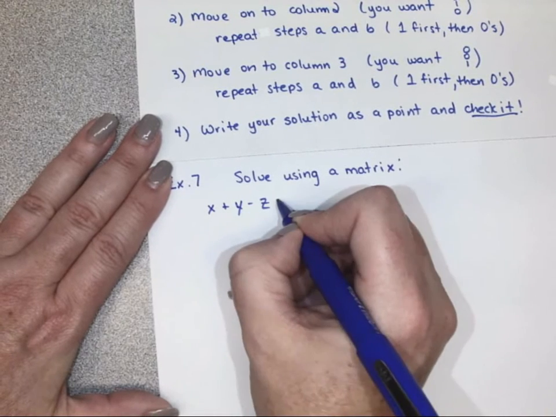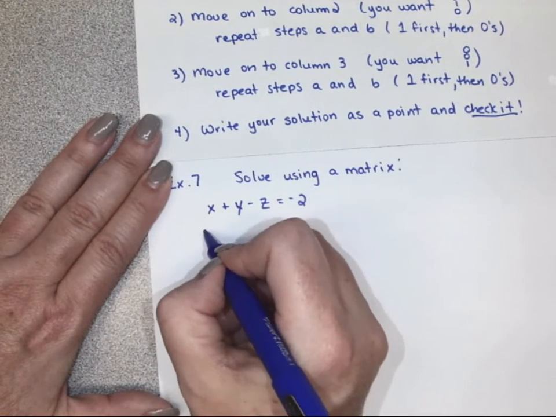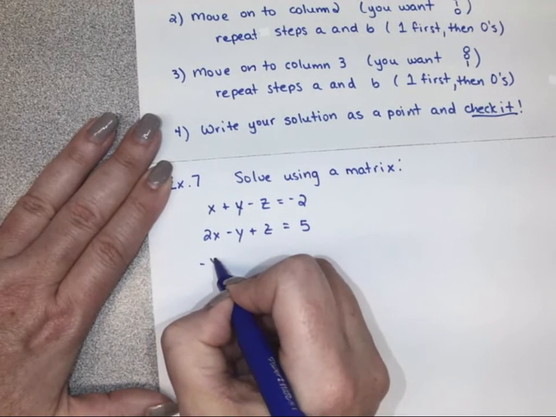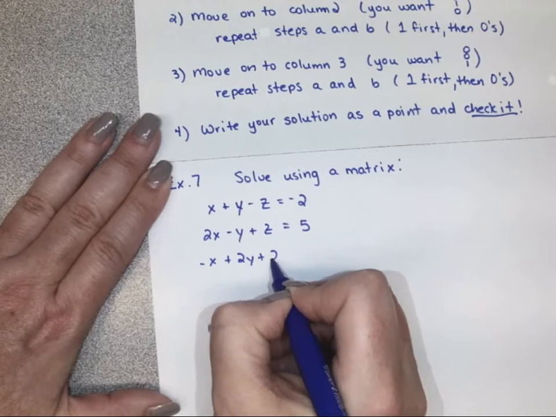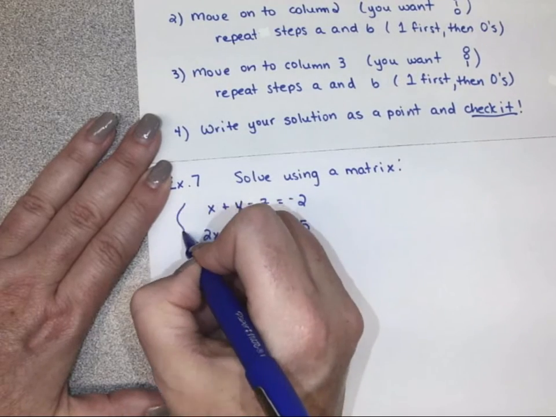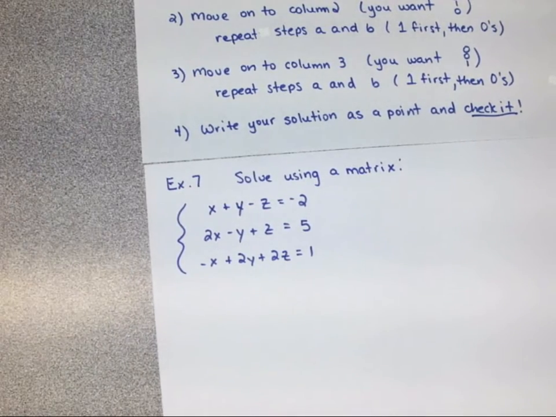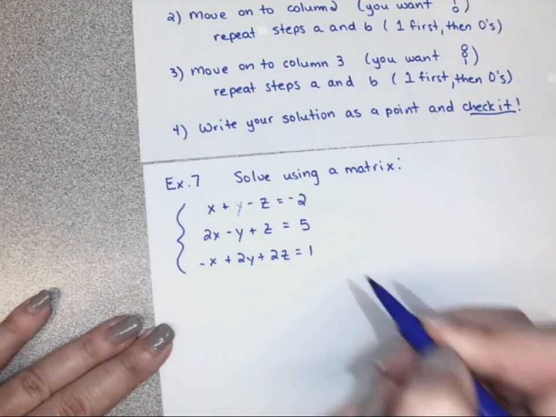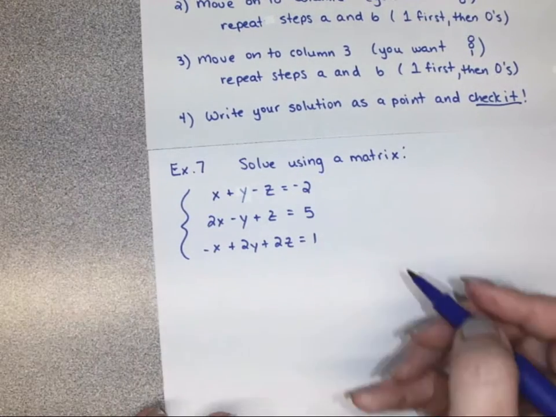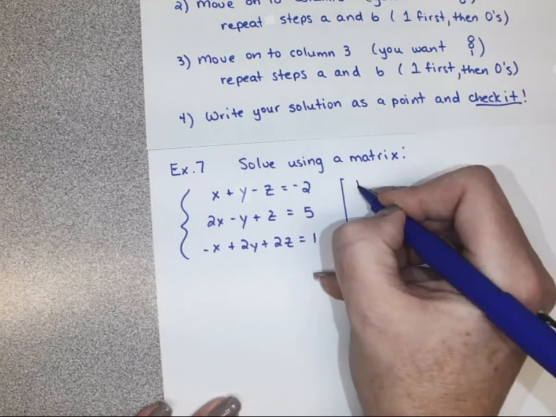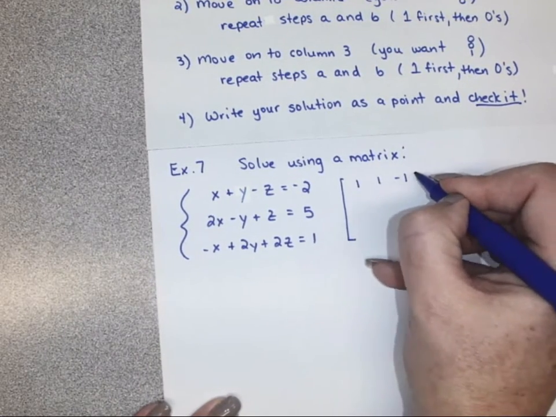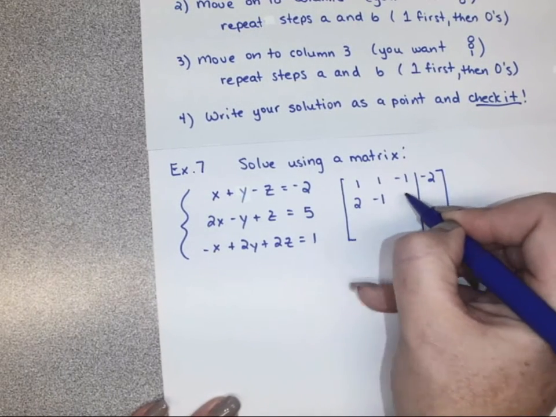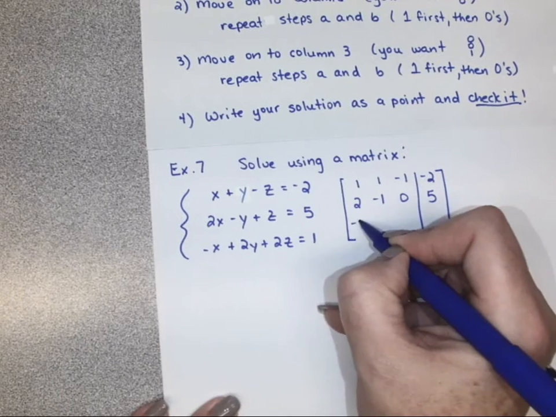So let's say that this is your three equations. So x plus y minus z equals -2, and then so on and so forth. Okay, so the first step is to first just write it as a matrix. So 1, 1, -1, -2. If you happen to run into one where there's something missing, you just put a 0 in its spot.